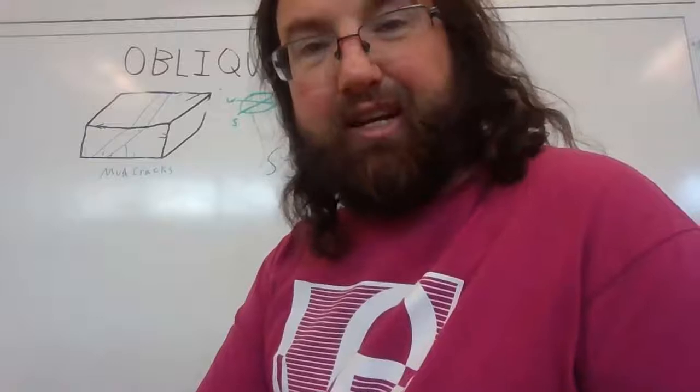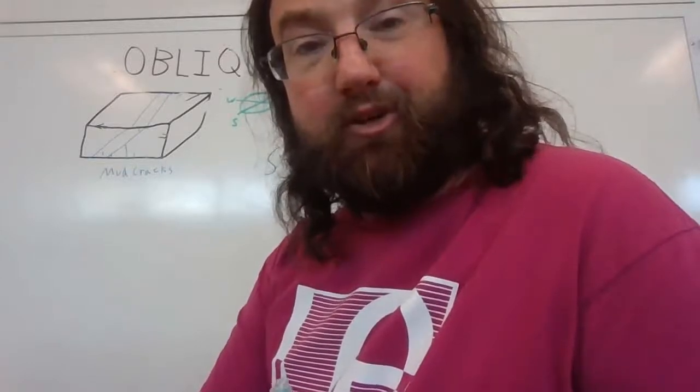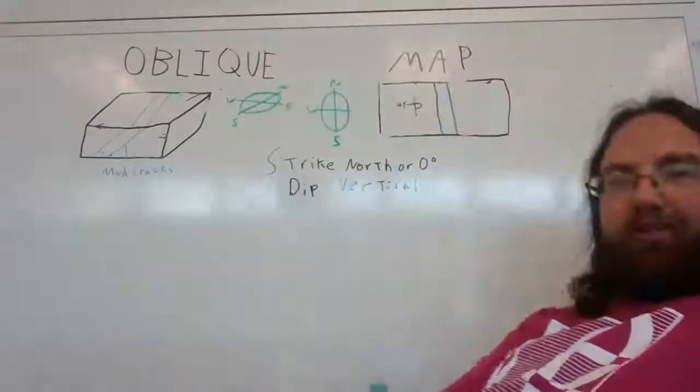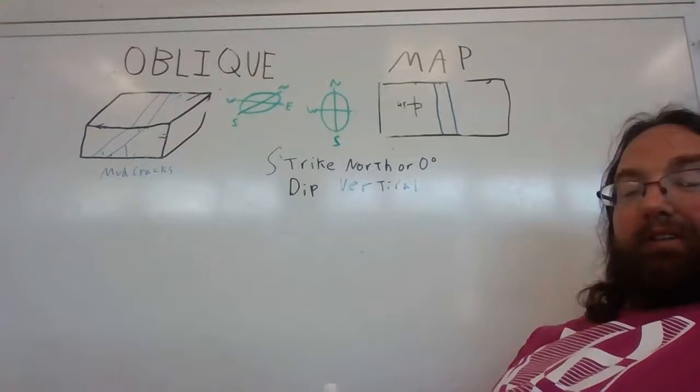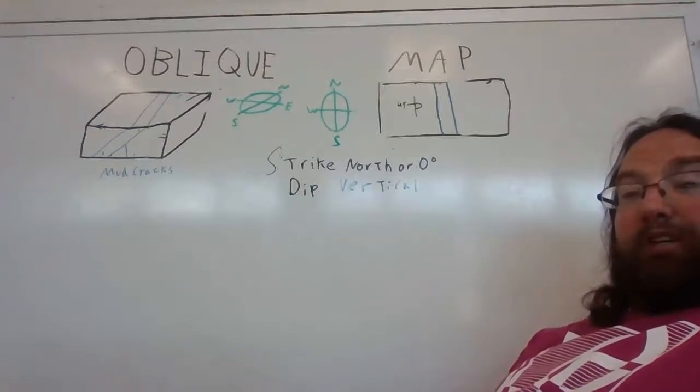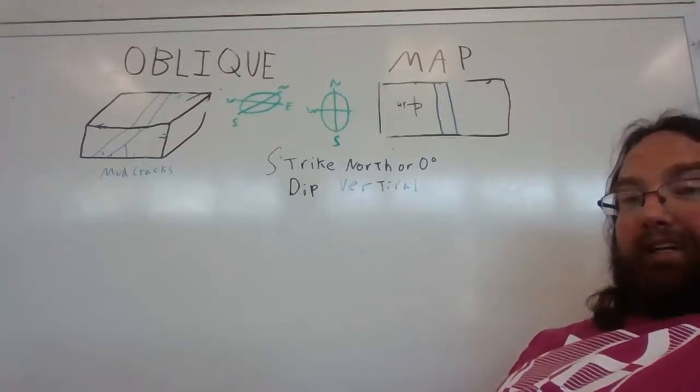Now we're going to look at a couple structures. Next part, we're going to look at some common structures and the strike and dip symbols associated with them and what they look like in map view.